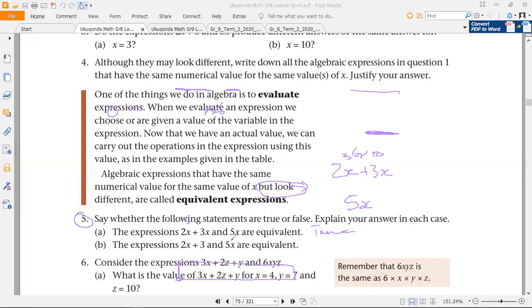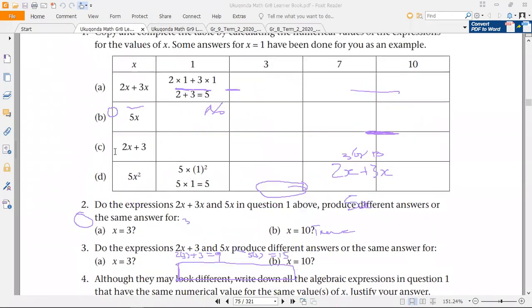What about this one? Well, this one looks different. There's no x here. So let's test it a little bit. Let's test it with those same values. If I put x equals 3 here and I add 3, this is going to give me 6 plus 3, which is 9. But if I put a 3 here, I'm going to have 5 times 3, which is what? A 15, okay?